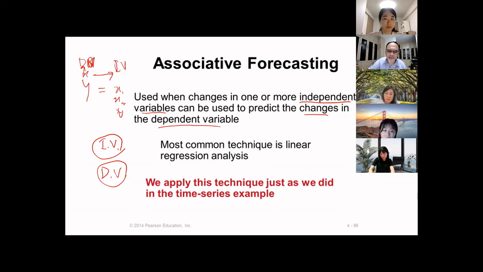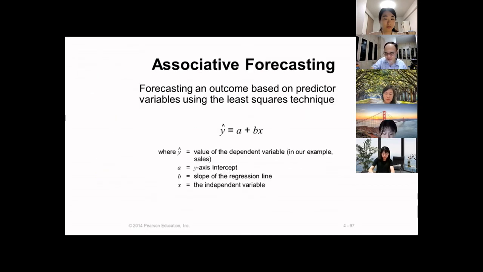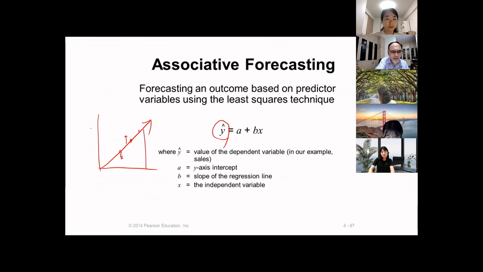And the most common technique is linear regression. Same like time series also, but normally we'll have this time, so linear regression. Why? We can predict y hat equals alpha plus bx. So it is associative forecasting, and it includes multiple regression. This is just one singular regression.